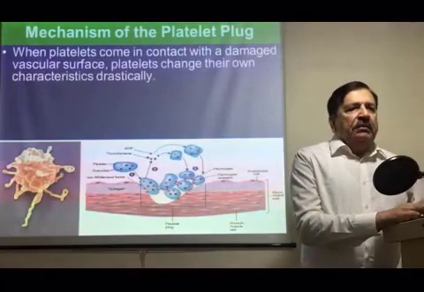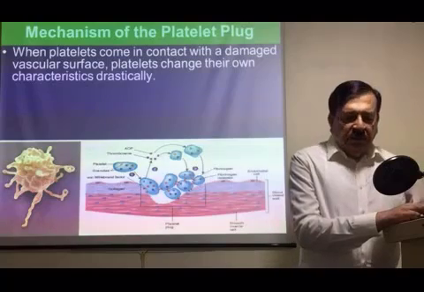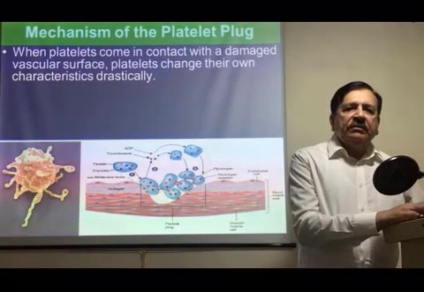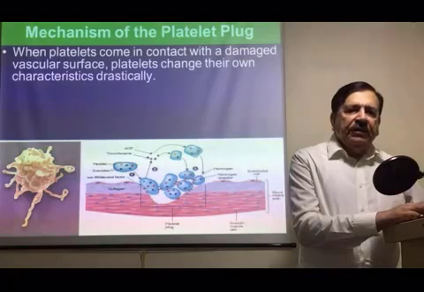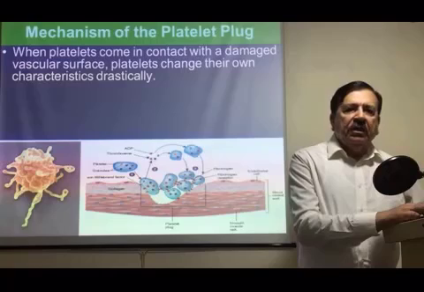Now, the mechanism of the platelet plug. How do we discuss that? First, platelets are activated, and then at the end they make a plug. So how do they make the plug?